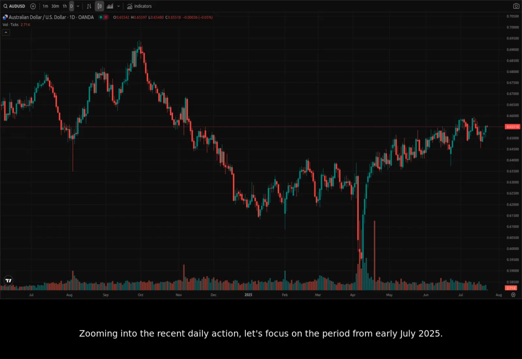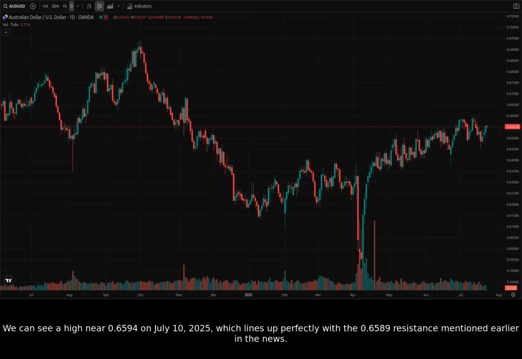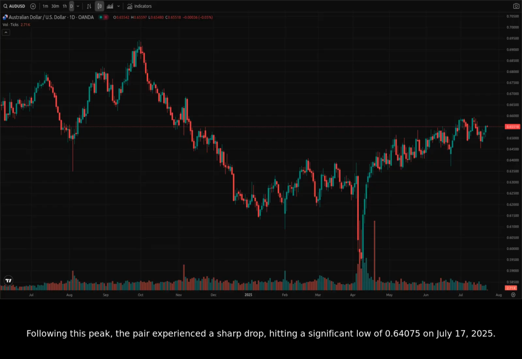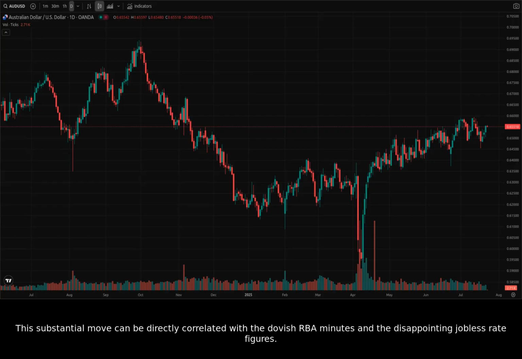Zooming into the recent daily action, let's focus on the period from early July 2025. We can see a high near 0.6594 on July 10, 2025, which lines up perfectly with the 0.6589 resistance mentioned earlier in the news. Following this peak, the pair experienced a sharp drop, hitting a significant low of 0.64075 on July 17, 2025. This substantial move can be directly correlated with the dovish RBA minutes and the disappointing jobless rate figures.